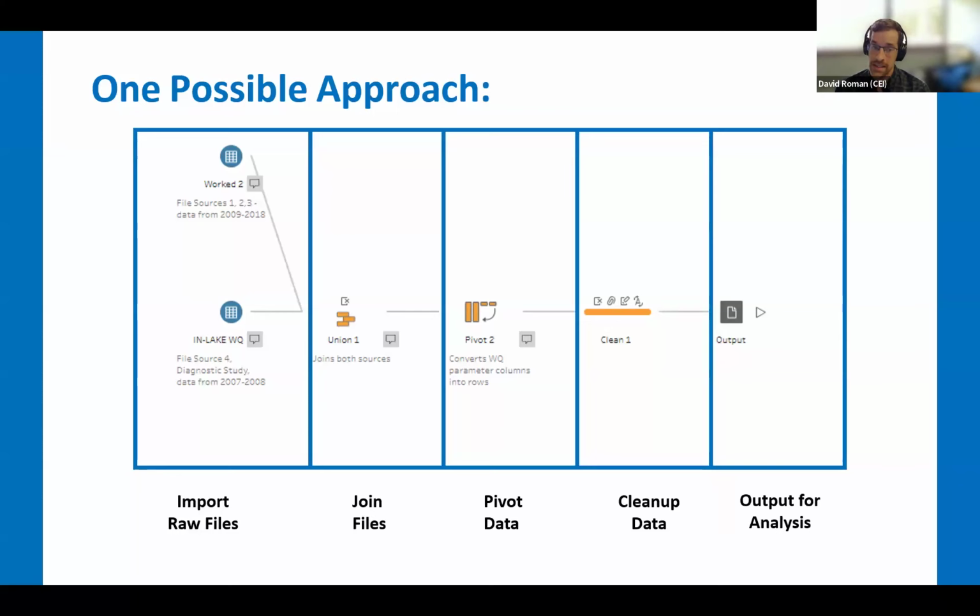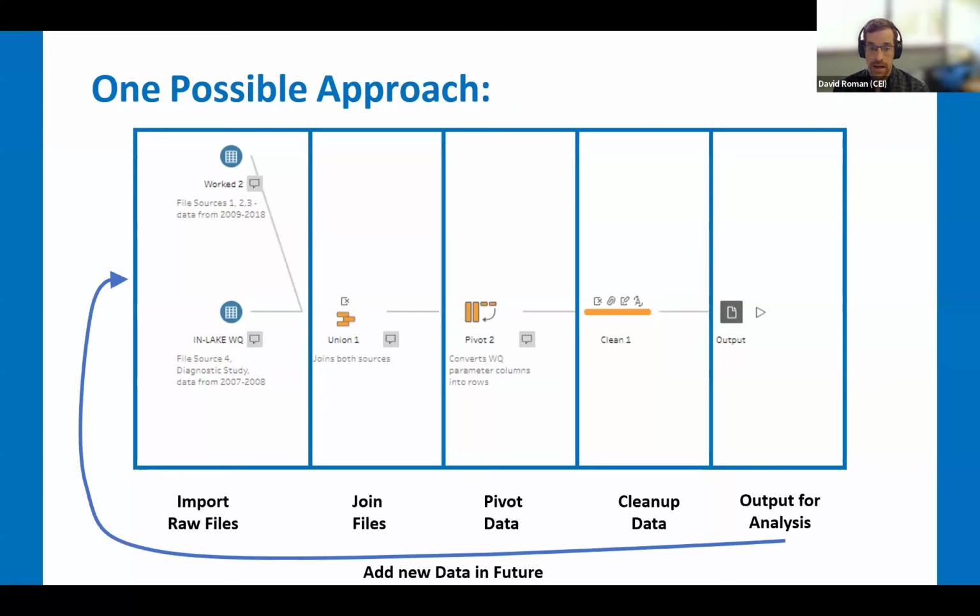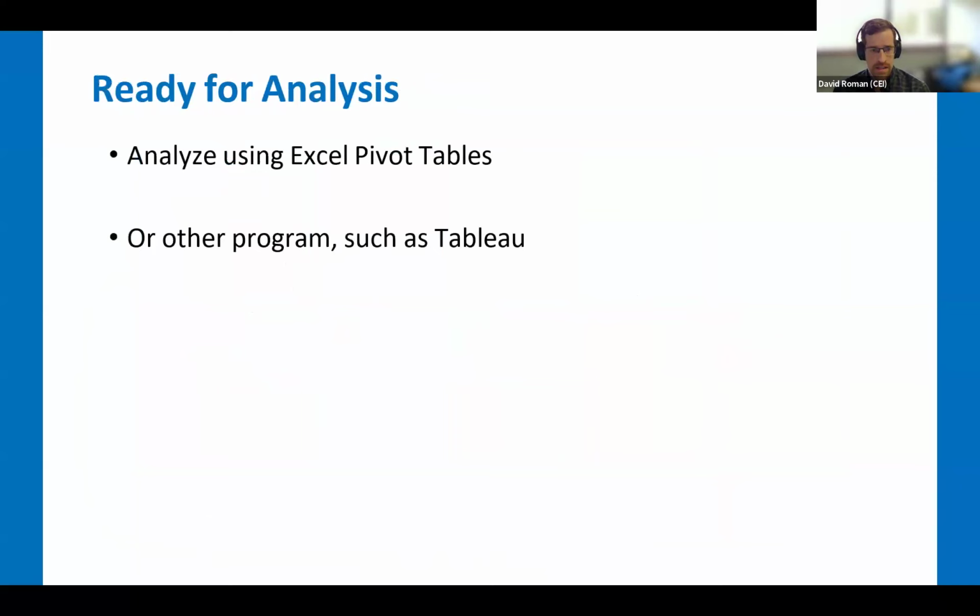And then as you add data, you can add that back into the raw files and have a nice, simple approach. And then, once that's done, everything's ready for analysis. You can use Excel pivot tables or some other kind of software. There's tons of them coming up now. Over the last 5 years, there's been an explosion of really good analysis tools.